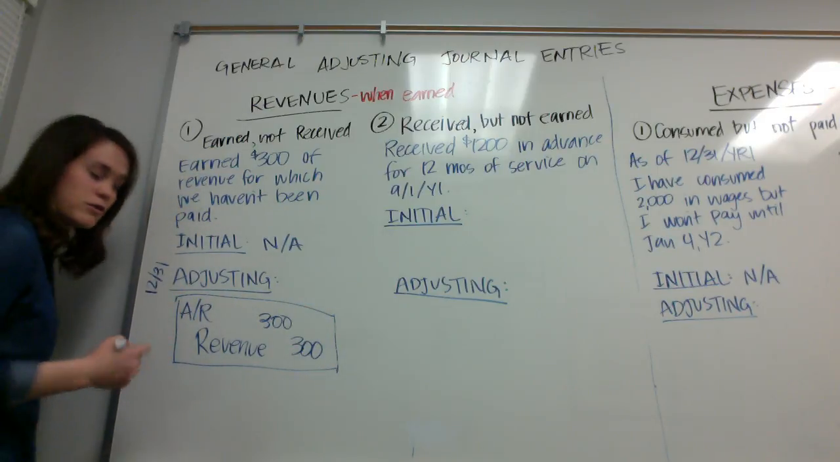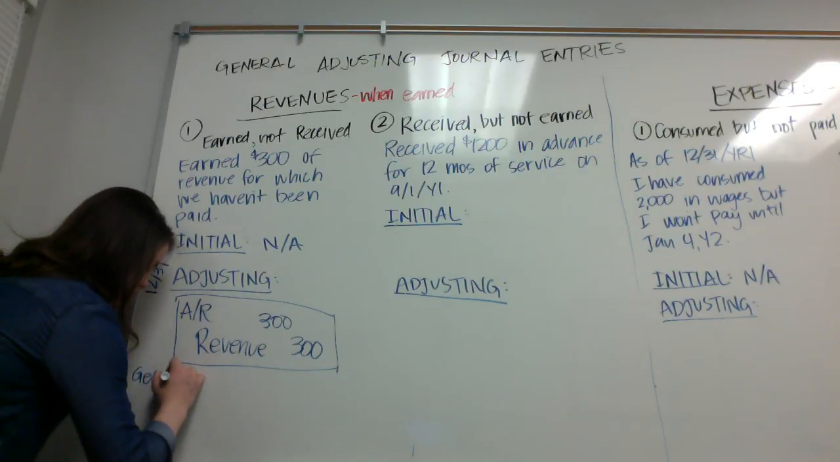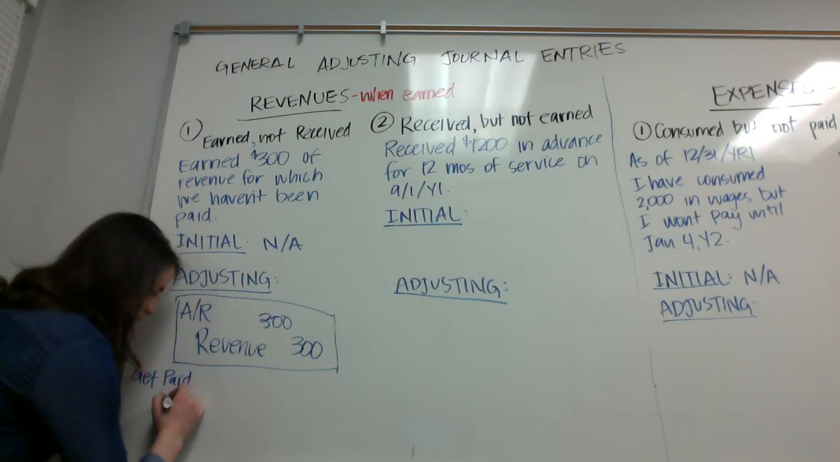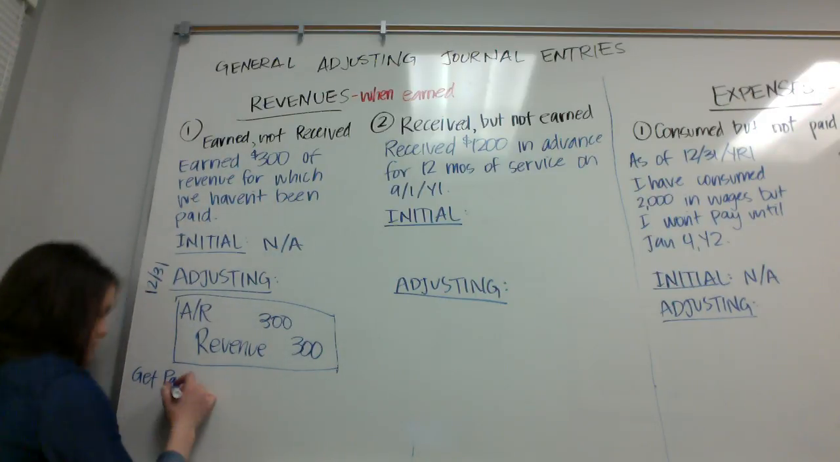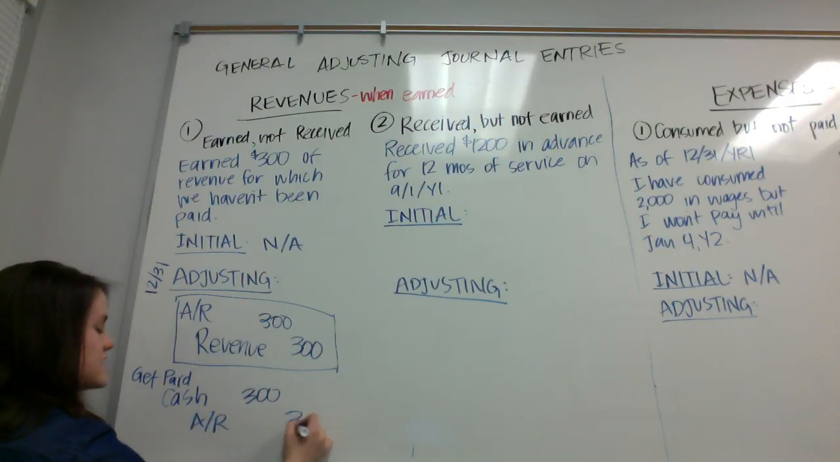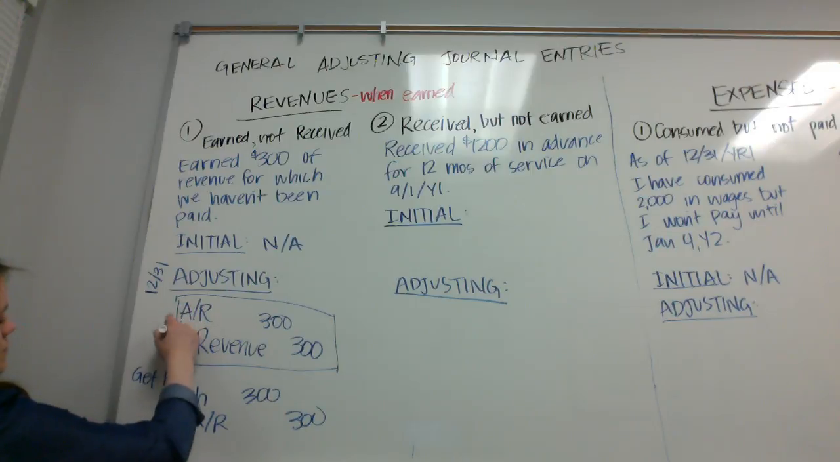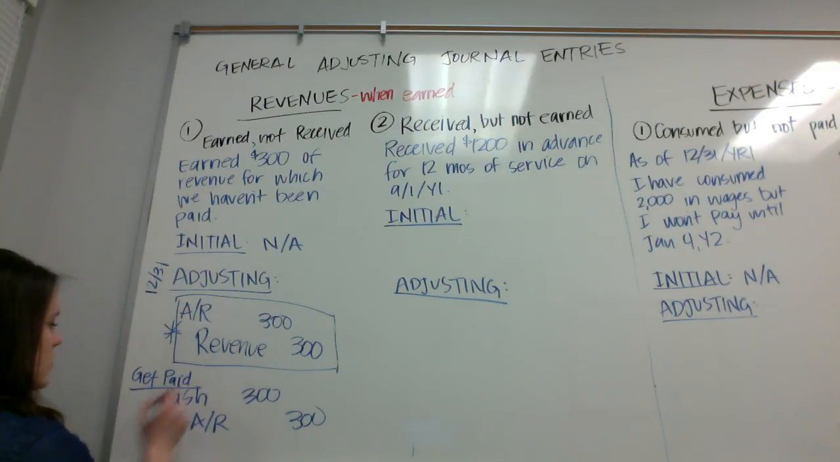Now later, when we actually get paid, we'll take off that, there we go. We will debit our cash, saying we're receiving that cash for 300, and take off our AR. But that's not the adjusting journal entry. This is the one that I'm concerned about for you. I just am writing this out so you can understand what's going on here.